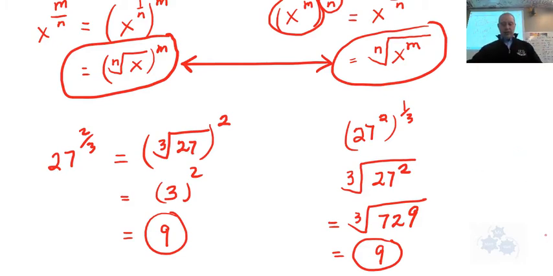You guys think you could do some of this stuff here now? Let's see if you can. Okay. Let's stick with the 27. Try this one. 27 to the power of 4/3. Okay? So show your work. Show the steps. Show me how you're doing this.